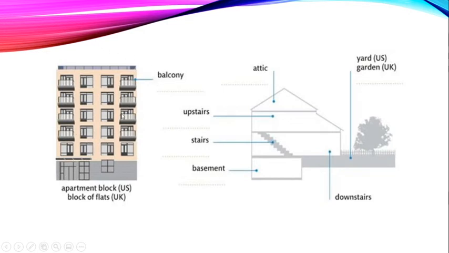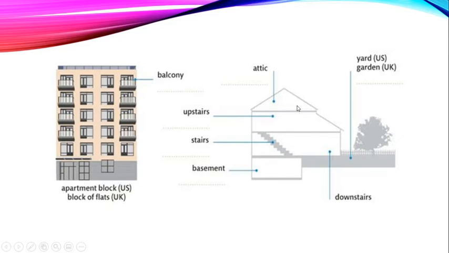This is an apartment block. That's the way it is called in the United States. And block of flats, that's the way it is called in the United Kingdom. So apartment block is for American people and block of flats for British people. This is the balcony and this is a house.